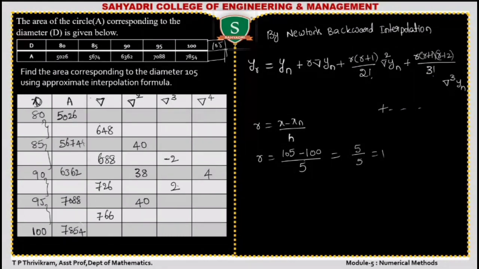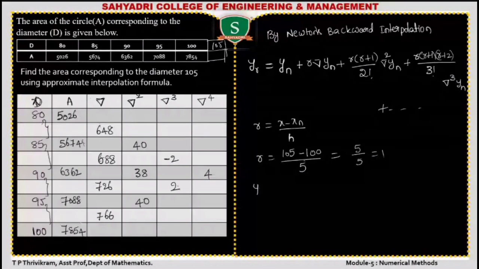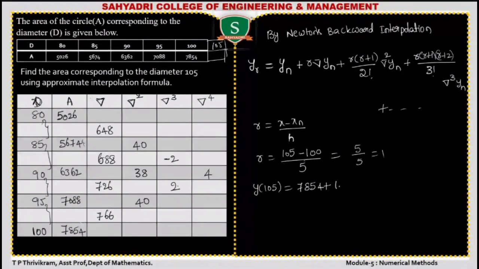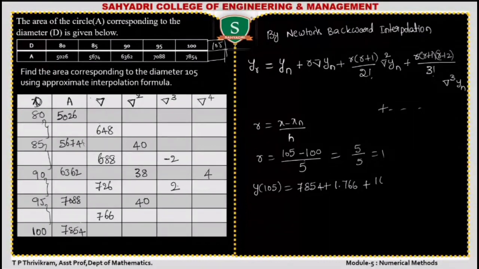Now, Y at 105 is equal to YN, that means the highest value, 7854, plus R, R means 1, into the first difference here, 766. Next plus R into R plus 1, that is 1 into 1 plus 1, divided by 2 factorial, into the second difference of this. That means you are going in the backward direction like this.